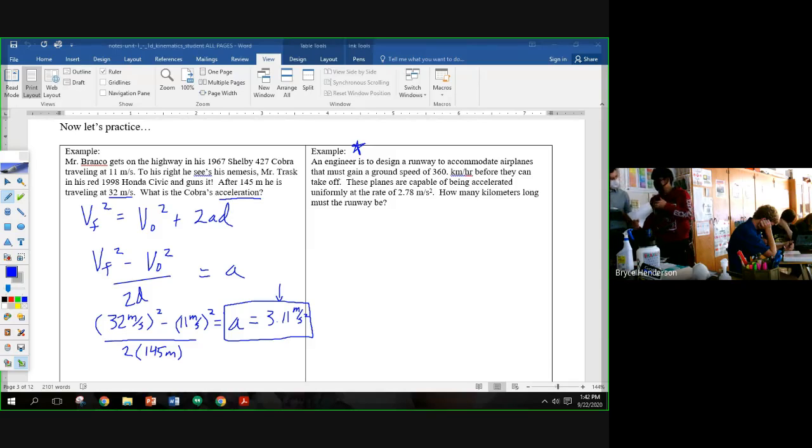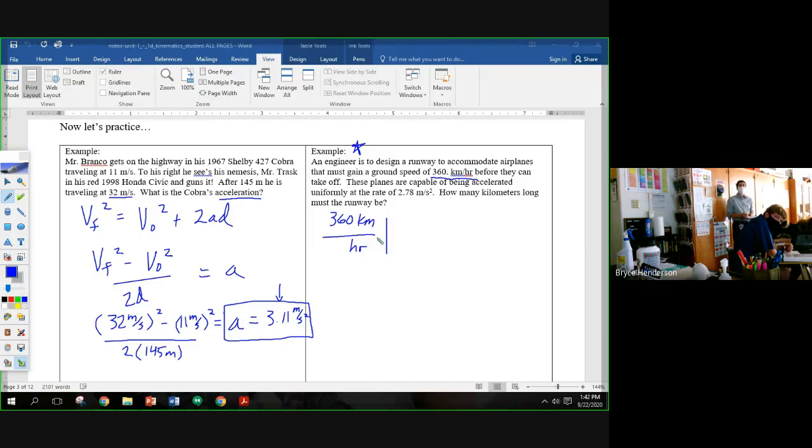Hint, what do we need to do with the units? Oh, we got to convert them. You're still struggling with that? Start with something like this. Convert 1 hour up here, 3,600 seconds. 1 kilometer down here, 1,000 meters. That's going to give you a speed in meters per second. Then you can start your formula.